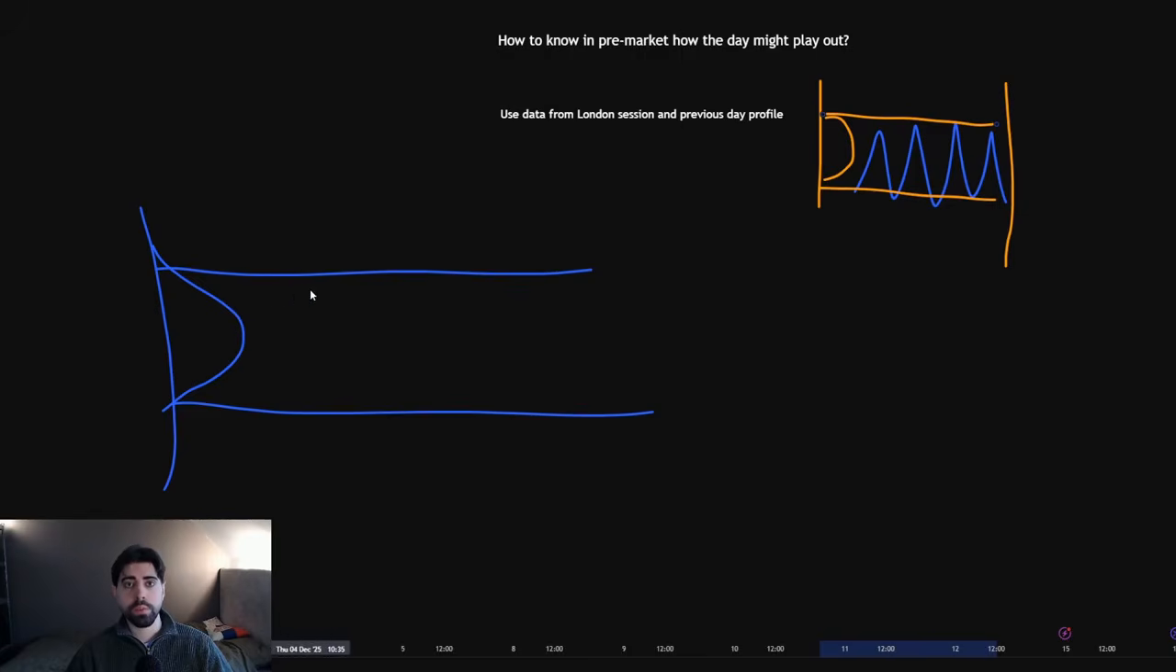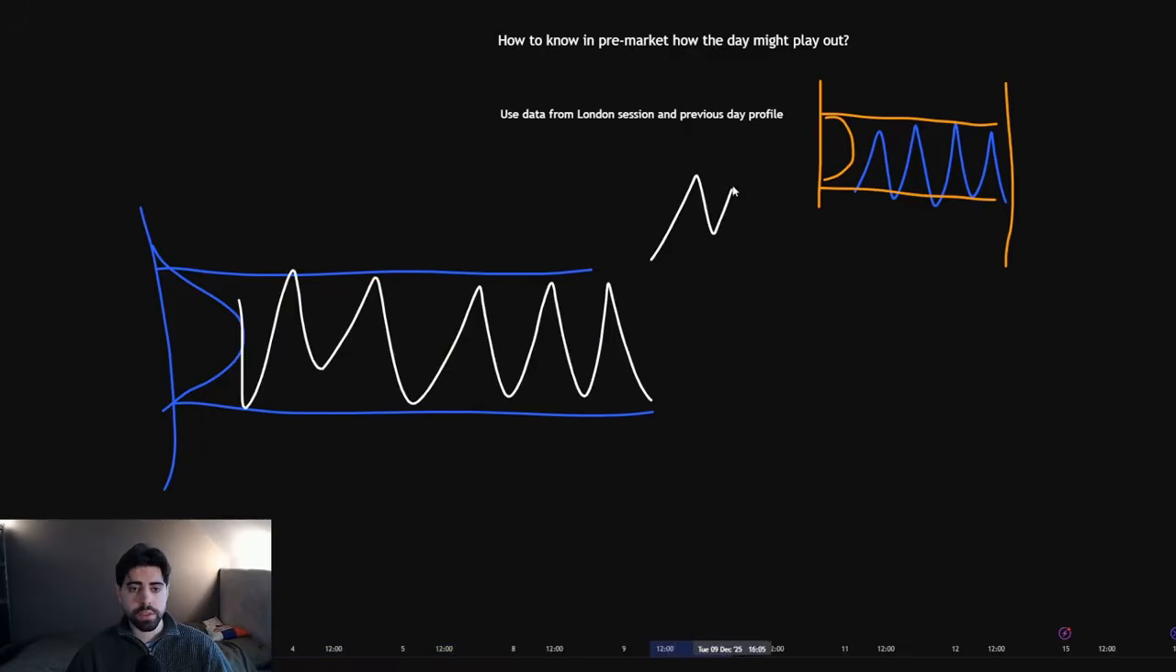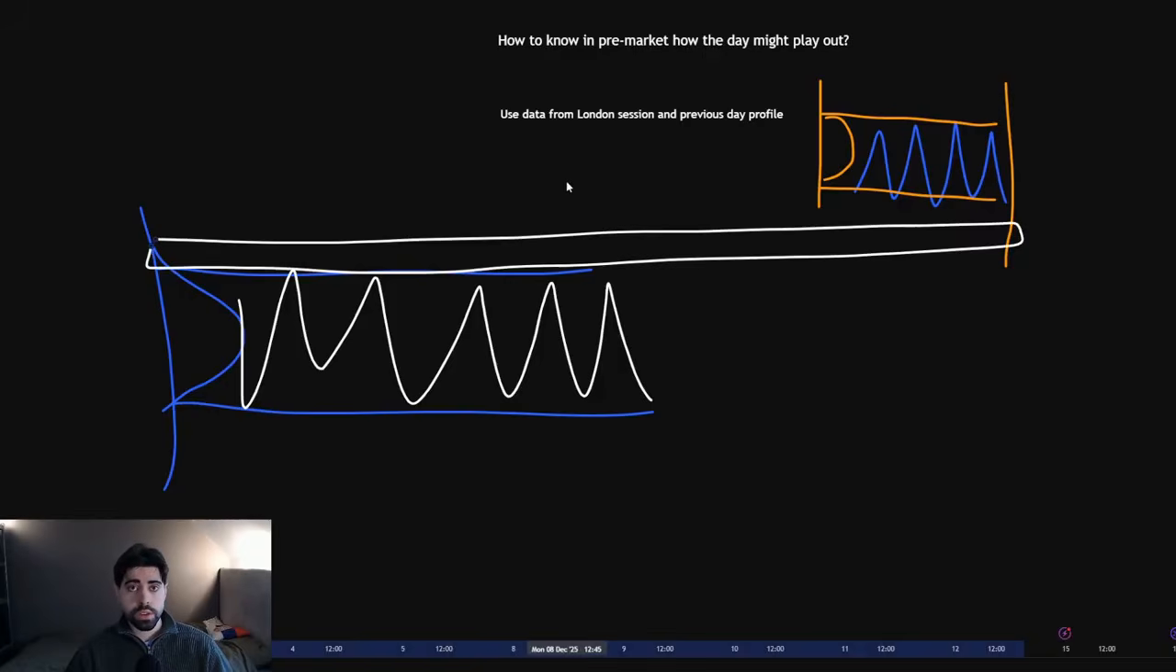Well, it's important because if we traded around here yesterday and today we open up here, that means we have shifted in value, which means the auction is long, pressure is long. So you most likely want to be bullish for today.